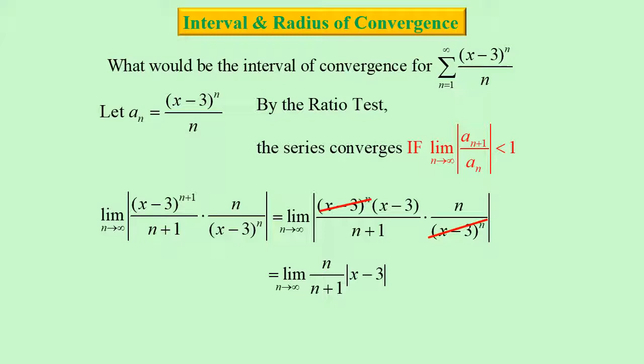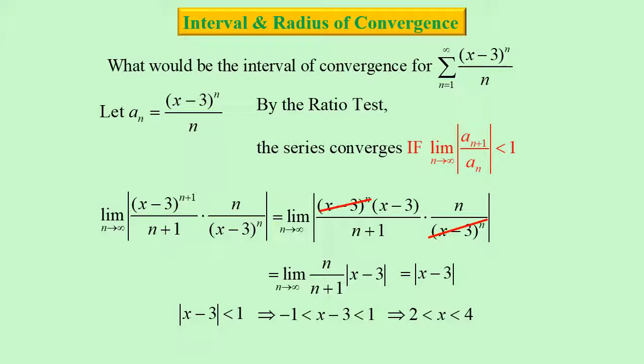When we're doing the limit as n goes to infinity, the absolute value of x minus 3 has absolutely nothing to do with the n's, so we can take that out of the limit and then do the limit of n over n plus 1. Well, as n goes to infinity, that's like a polynomial, n to the first power over n to the first power, which comes out to be a 1. So this series converges if the absolute value of x minus 3 is less than 1, which is x between 2 and 4.